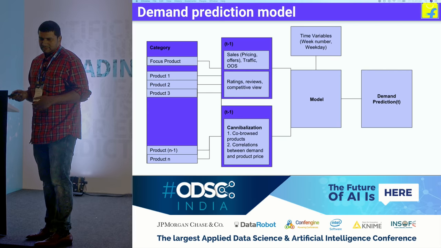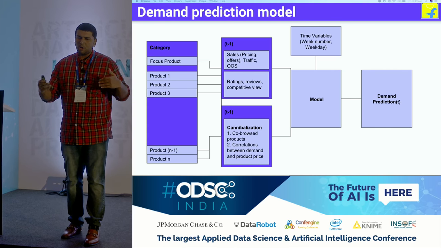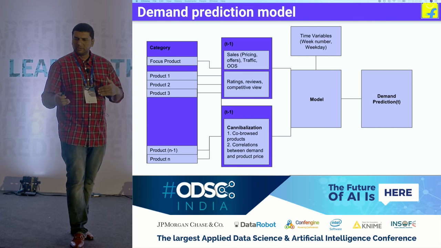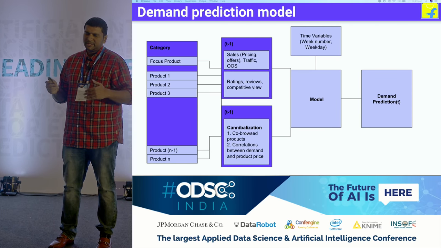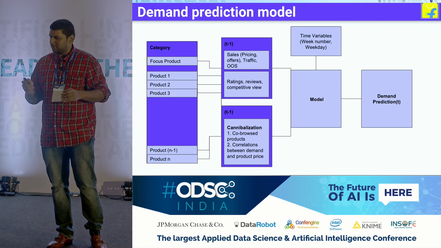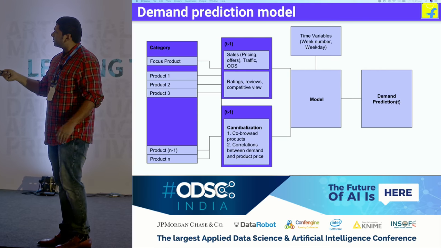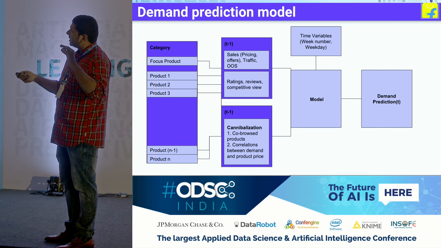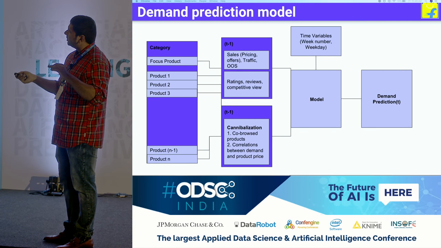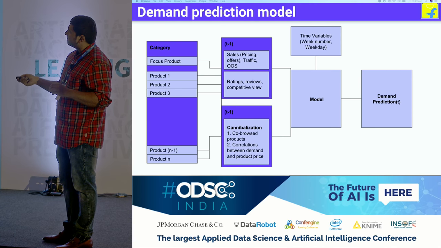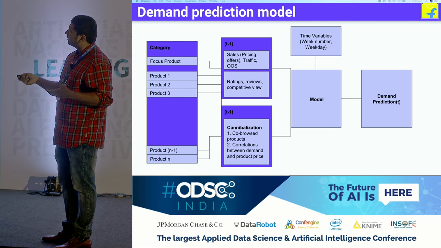So the demand prediction model itself, this is more of a summary of how we combine it. Essentially, we take a particular category and a particular product, which is called the focus product. The focus product is the product we are trying to predict the demand for. We have all these products which can potentially cannibalize from this particular product.